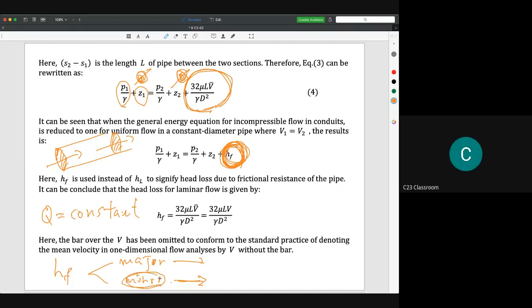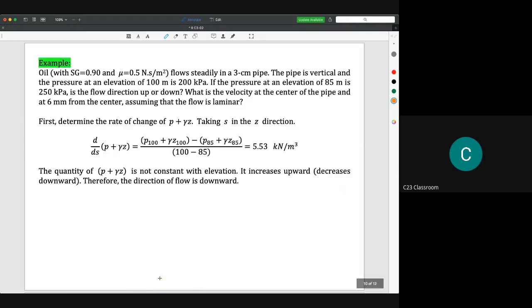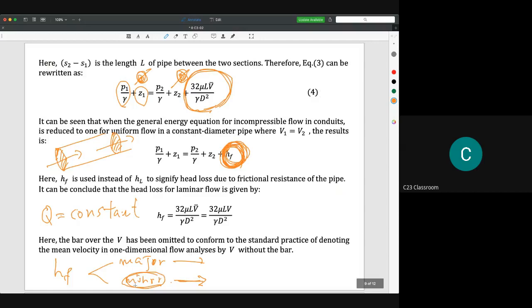Excuse me, doctor. For these two types of losses, major and minor, for both of them, we will use this equation: 32 mu L V over rho D square? Okay. The basic idea, I will explain here.